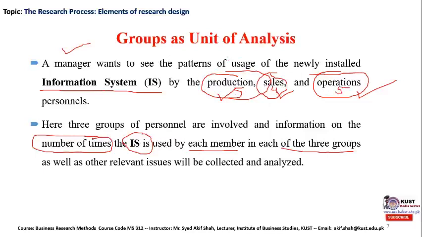For example, there are 5 personnel in production, 4 in sales, and 5 or 6 in the operation group. So we can take the data required by the manager regarding the number of times the personnel or group members are using the information system. If such a research activity is there and the researcher is interested in finding out data related to the specific group, it is known as group as a unit of analysis. So we can conclude that this was an example of the unit of analysis for a group.